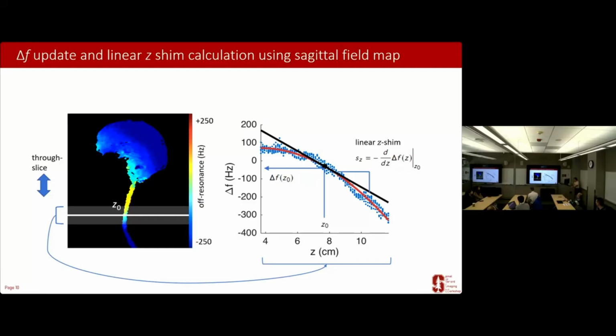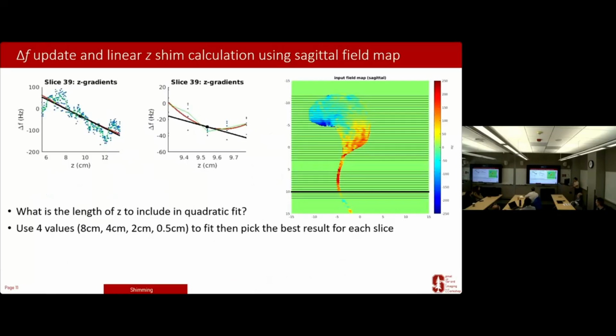As I have just mentioned, we use an 8 centimeter window to do this calculation for the Z shim value. The reason we use 8 centimeters is because it has been giving us good images. But what about slices that don't vary so uniformly? So recently we started using different lengths of the window: 4 centimeters, 2 centimeters, and half a centimeter. And I'll show that now.